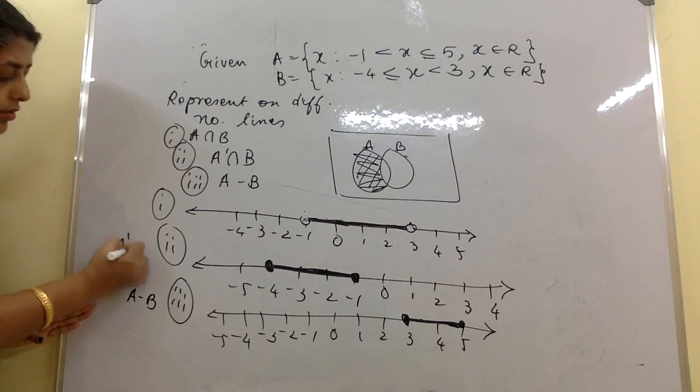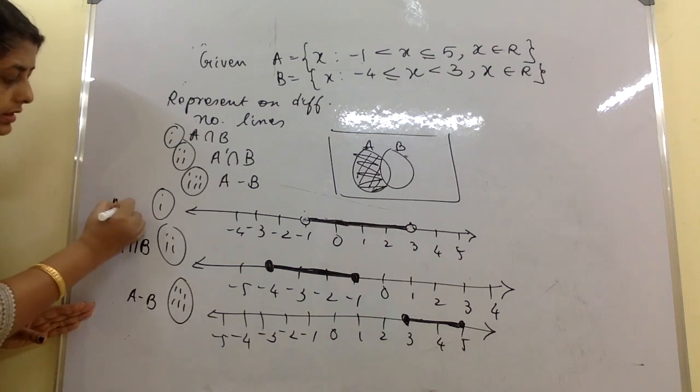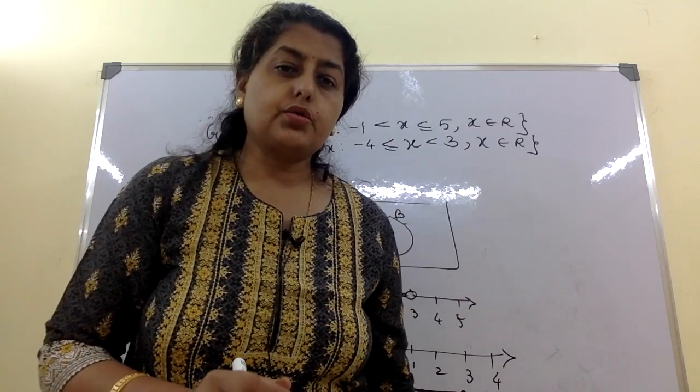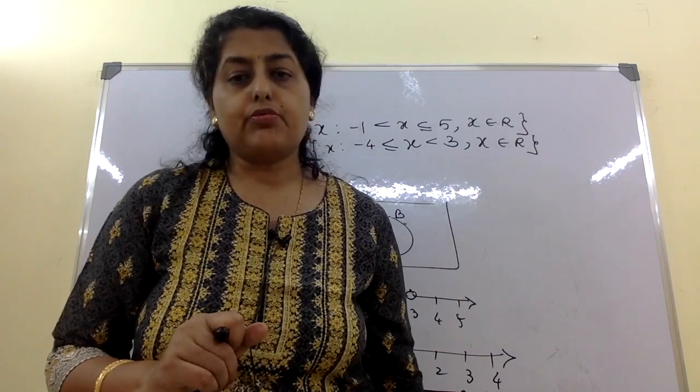This is A complement intersection B. This is A intersection B. Okay, so these are my 3 answers. So with that we finish with linear inequations.